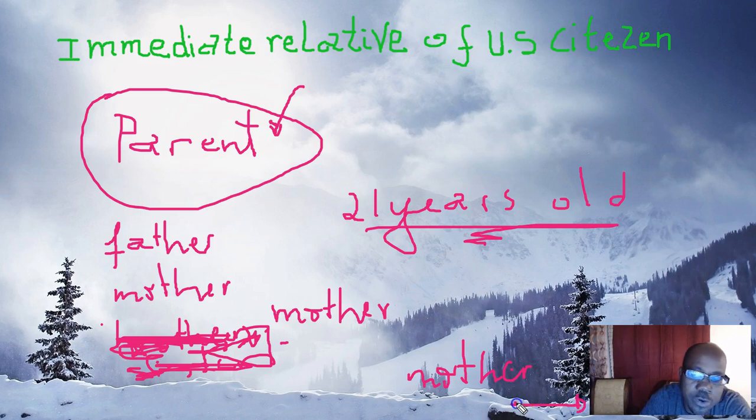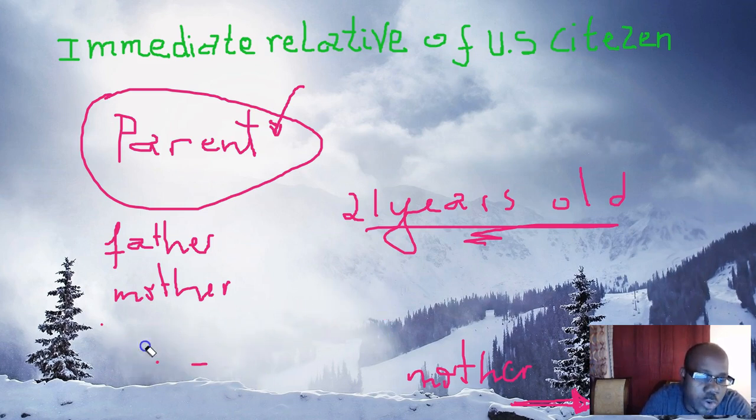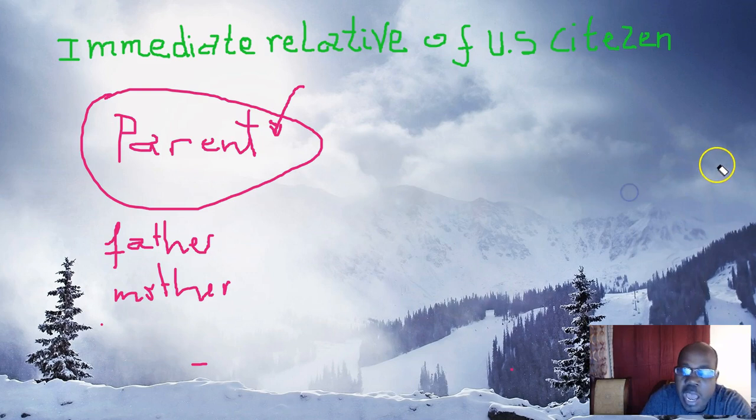Can you apply for your stepparent? Yes, as long as the marriage occurred before you turned 18 years old. Which means if you are a US citizen, you can apply for your stepparent as long as the marriage occurred before you turned 18. So the law gives you this possibility to apply for your stepparent.